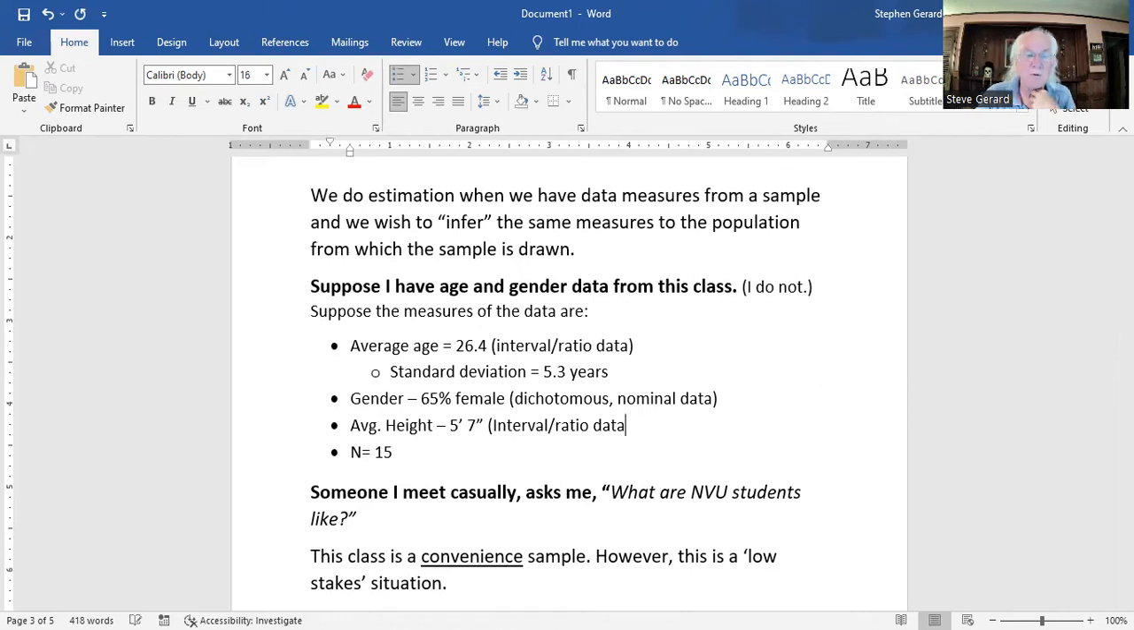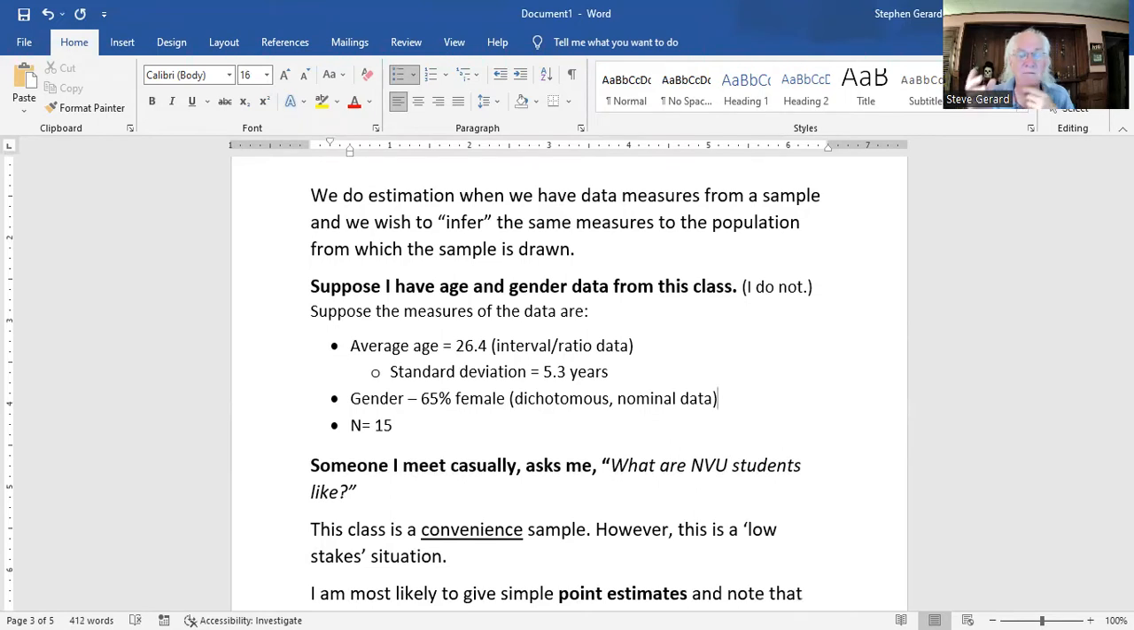I don't really want to do this, the average height I might have had. And we have 15 people. That's not exactly true, but close enough. Suppose I have that data and someone casually asks me, so what are NVU students like? Well, I've got some data here. I could answer that question for them.